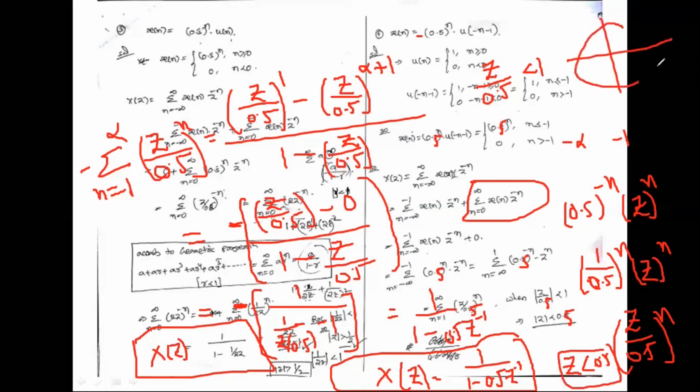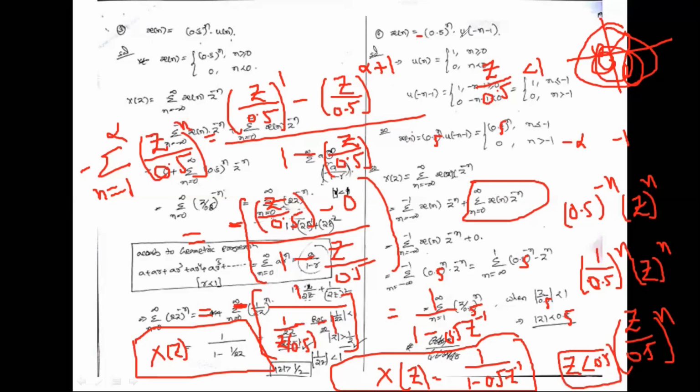Inside the circle with radius 0.5, the ROC is inside. The previous case is outside. Inside means the left side in the s-plane. When we consider inside the circle, for all the values inside the circle, the function exists. For the remaining values, it does not exist. Got it, my dear students?